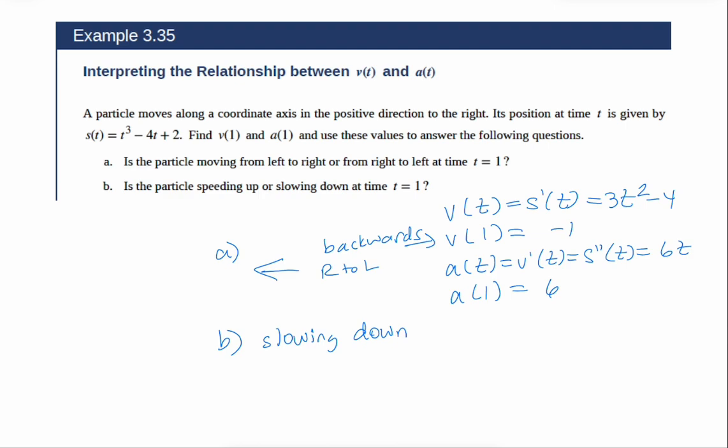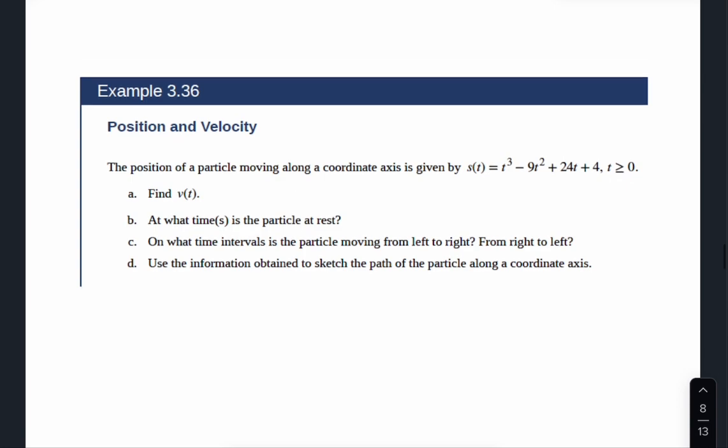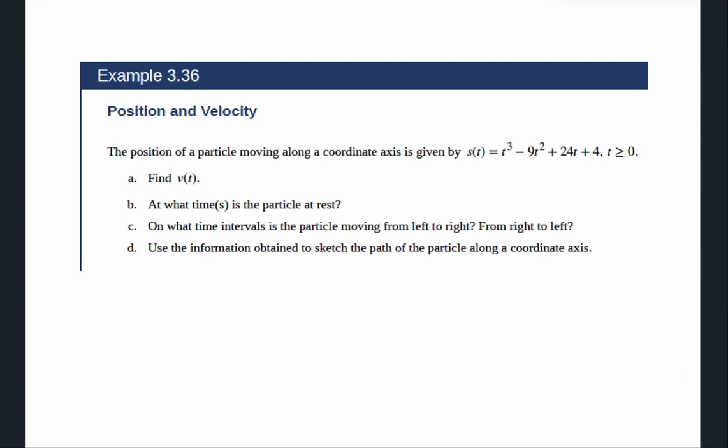Okay, so that's a little bit about your velocity and your acceleration. Okay, let's do another one. So we have our position function. It says find the velocity equation. So our first one, it's pretty easy. Our velocity equation is just the first derivative of our position function. So it's just going to be 3t squared minus 18t plus 24.